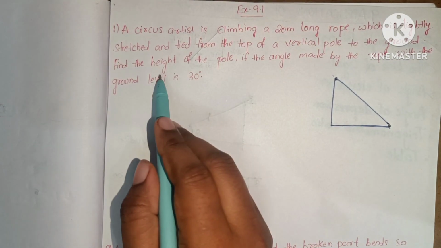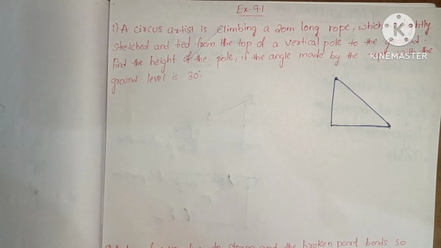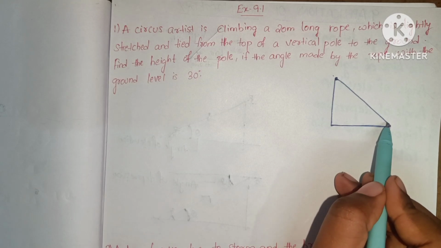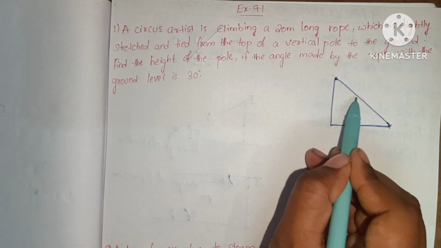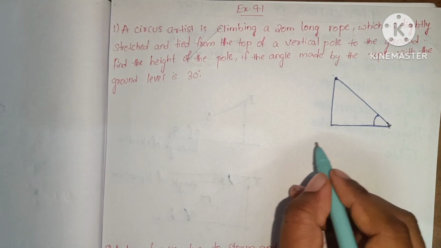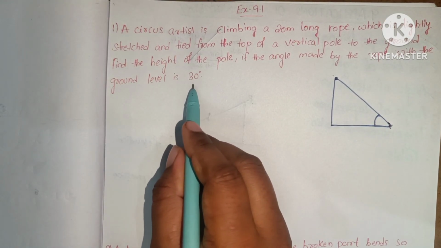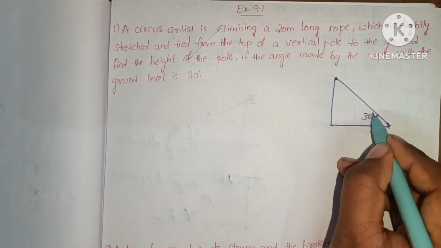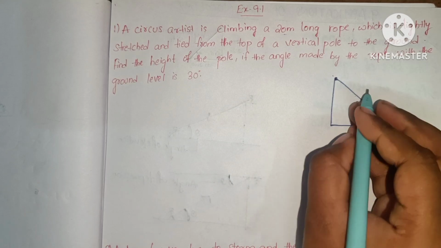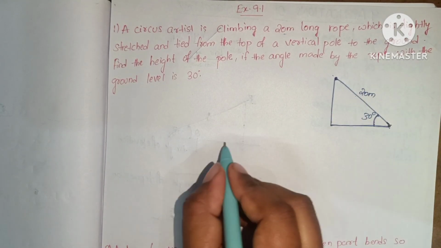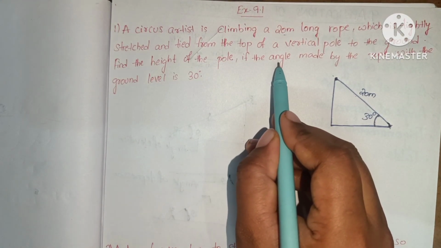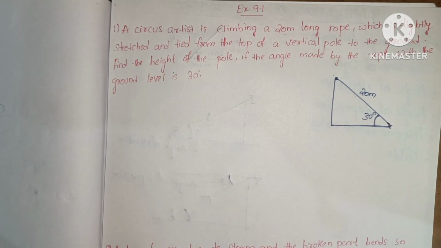So a circus artist is climbing a 20-meter long rope, which means the person was climbing from here upward. That means it was creating an angle of elevation. How much is the angle of elevation given? 30 degrees. How much is the rope length given? 20 meters. Here the rope is this one, right? So the rope length is 20 meters. And what is asked to find here? Find the height of the pole. That means the pole height is being asked.